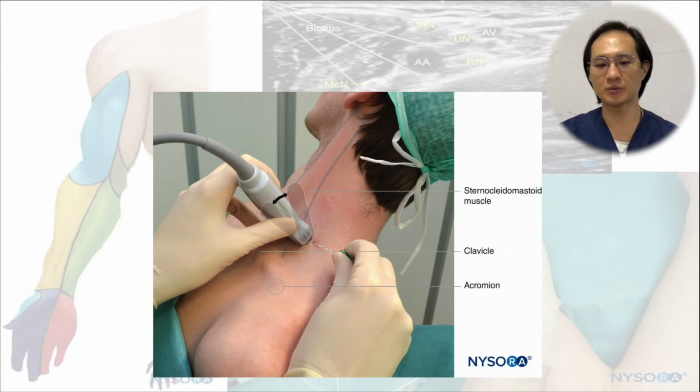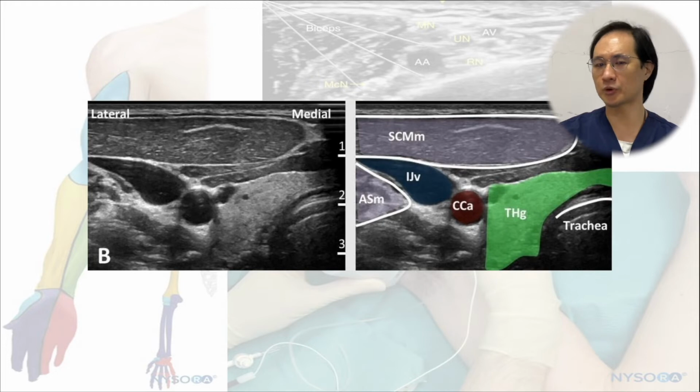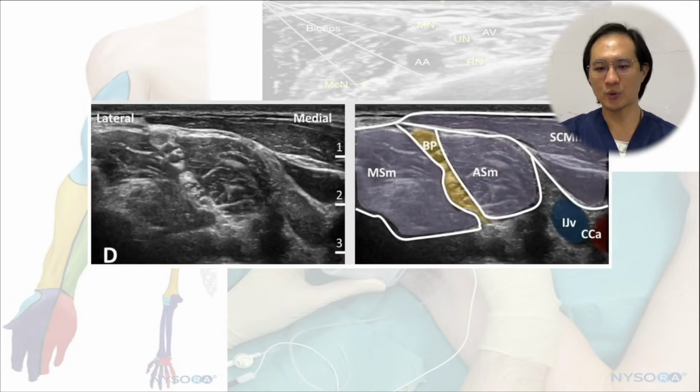So this is the position where we usually do the interscalene brachial plexus block. When we put our probe above the cricoid cartilage, we first view the trachea, the carotid artery, and the sternocleidomastoid muscle. As we slide our probe more lateral, the internal jugular vein and the anterior scalene muscle come into view. Then as we slide even more lateral, the middle scalene muscle comes into view. And in the end, we have a good view of the interscalene groove.